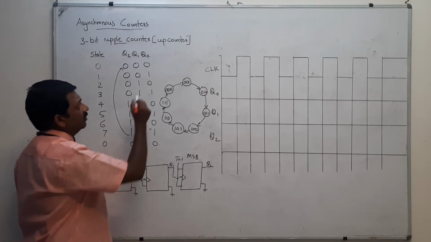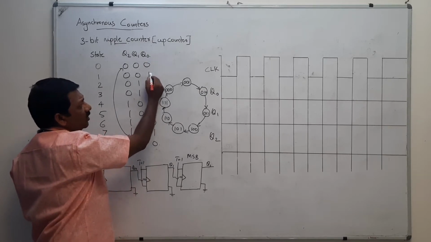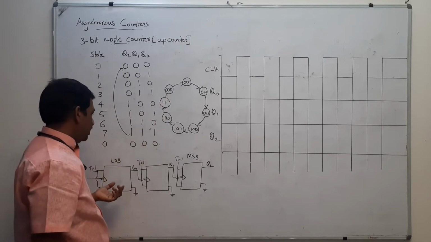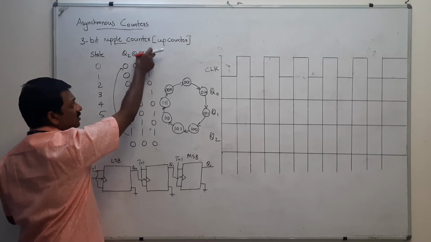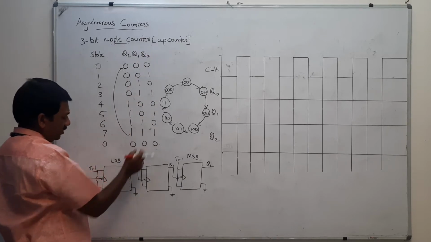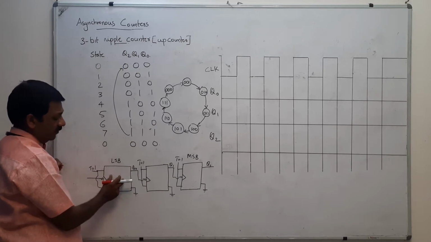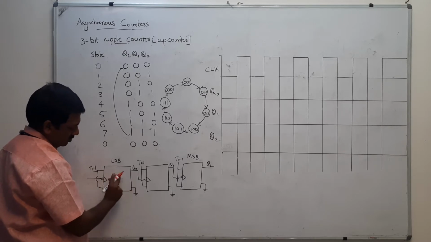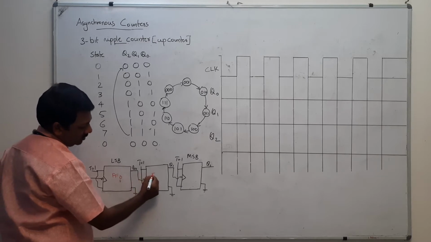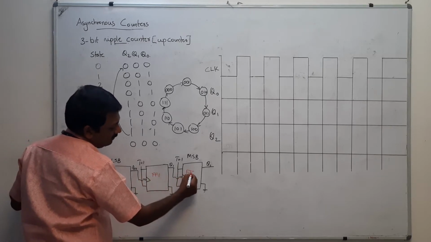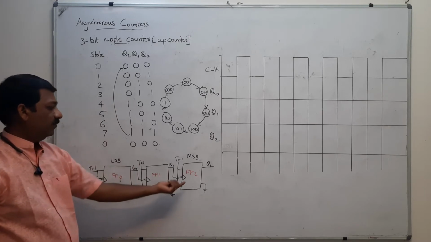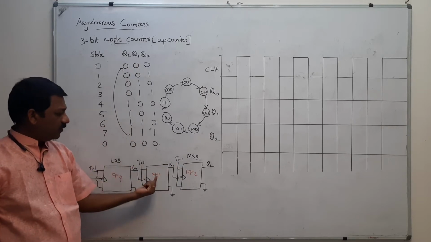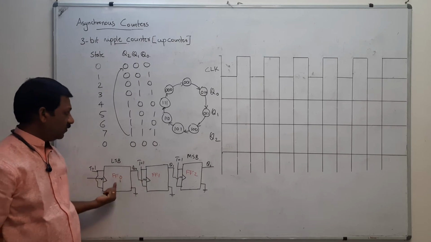Say when you have 0 to 1, 1 to 0, 0 to 1, 1 to 0. This is the state number. Suppose this is flip flop number 0, this is flip flop 1, and this is flip flop 2. The output of flip flop 2 is Q2, Q1 is the output of this flip flop, and Q0 is the output of this flip flop.